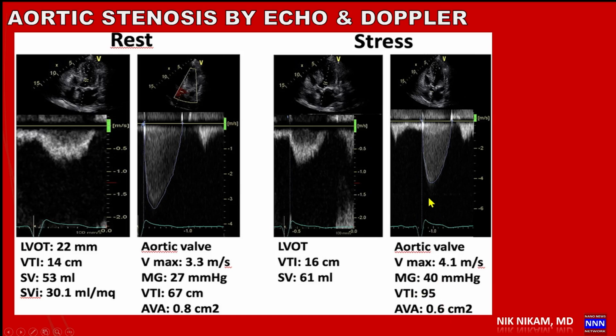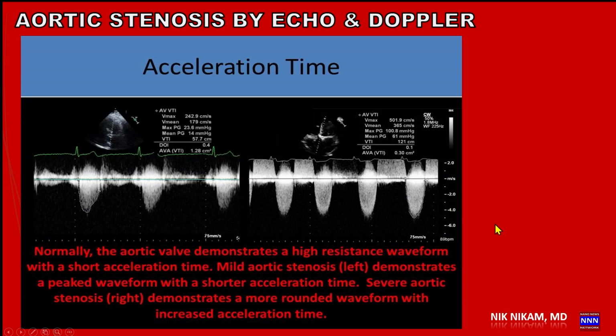This is a situation where a stress echocardiography can greatly help in determining whether you're dealing with a true aortic stenosis in a patient with reduced stroke volume or reduced ejection fraction, compared to a patient who may have a pseudo aortic stenosis. Here's another important point I want to say: acceleration time.